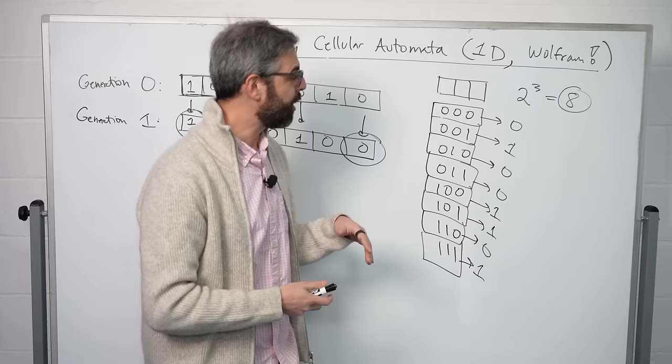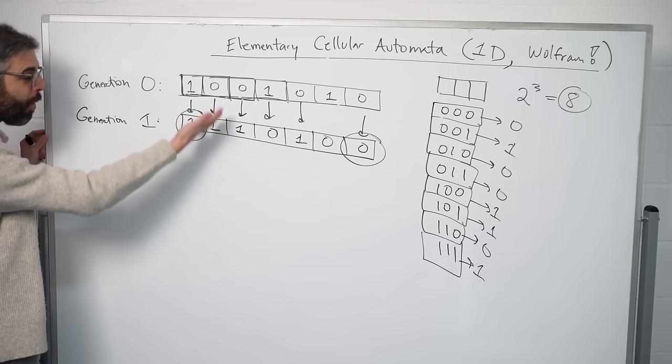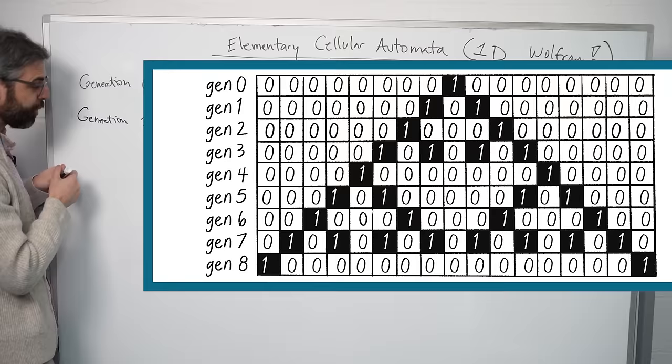The classic way to do so, the way that Wolfram does in A New Kind of Science to visualize them, is by stacking them. And this is what I've drawn here. Generation 0, and then go down a row to display generation 1, and so on and so forth. Let's add that into the code.